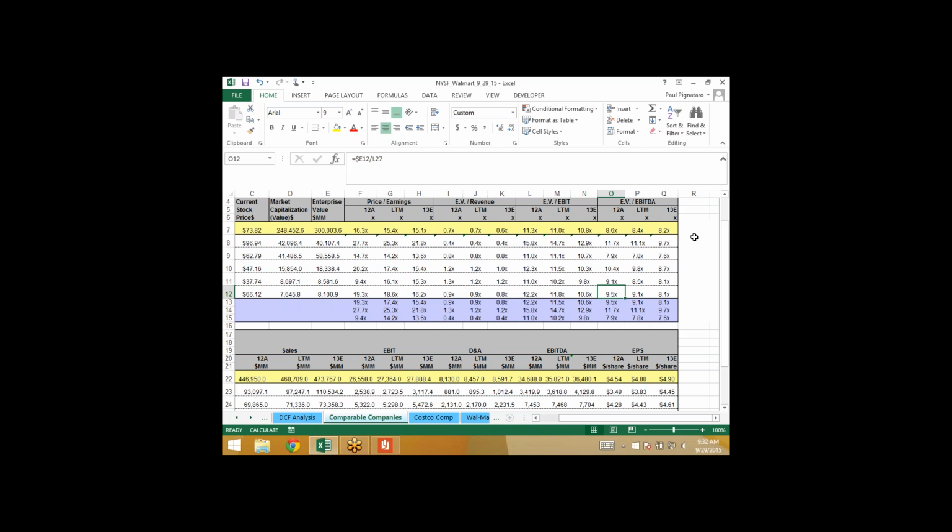And then how would you interpret that? How would you delineate that? So looking at PE, what would you determine in relation to the PEs? Would you use PE? Would you use enterprise value to revenue or EBIT? How would you think about that?